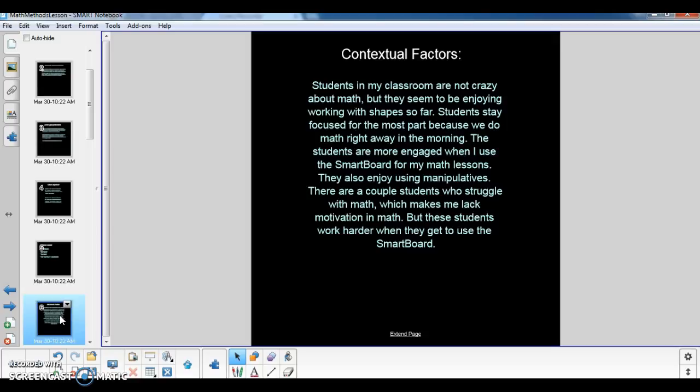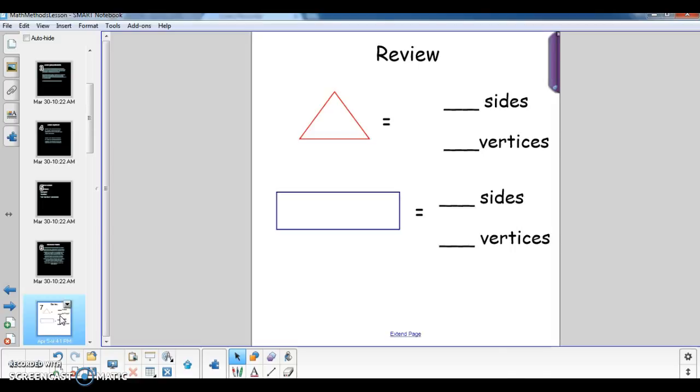Contextual factors: I said they're not crazy about math, but they seem to be enjoying the shapes. They stay focused for the most part because we do math right away in the morning. They're more engaged when we do smartboard lessons, or when they get to use manipulatives. And there are some students who struggle and lack motivation in math, but they work harder when they get to use the manipulatives and the smartboard.